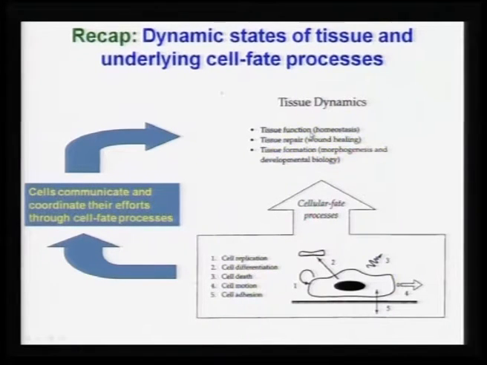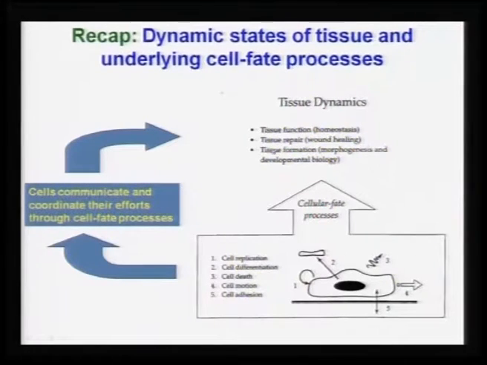If a tissue functions with its normal functionality, then it is called homeostasis. Homeo means same, and homeostasis means that the functionality of a given tissue for its self survival is known as homeostasis. Tissue repair in biological terms is known as wound healing, and tissue formation is known as morphogenesis, which is part of developmental biology.